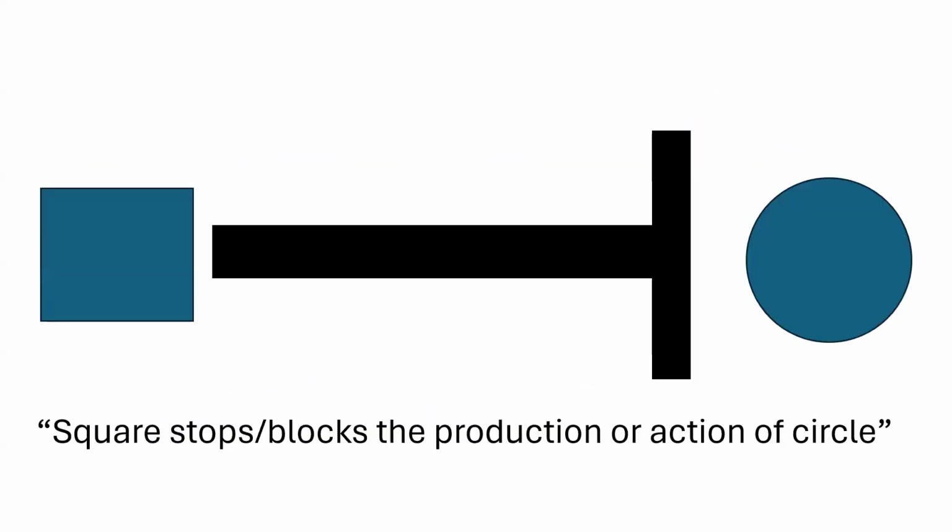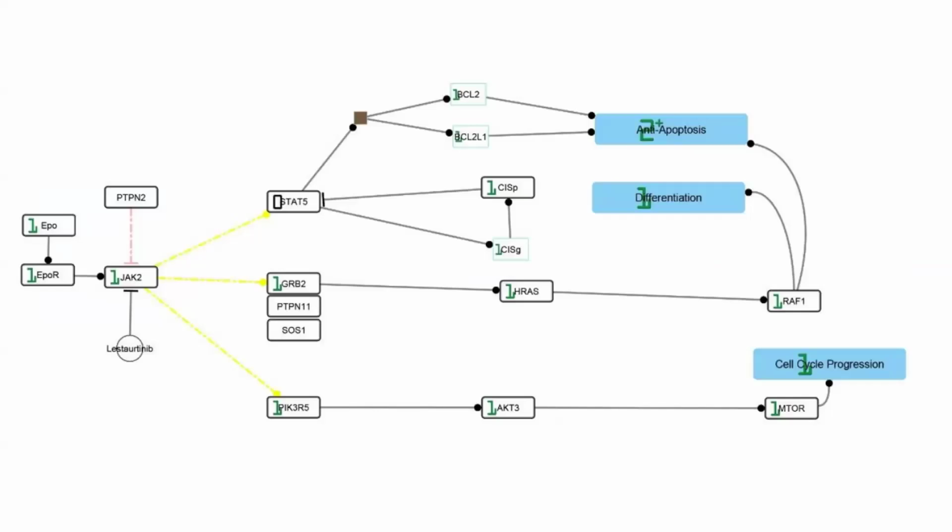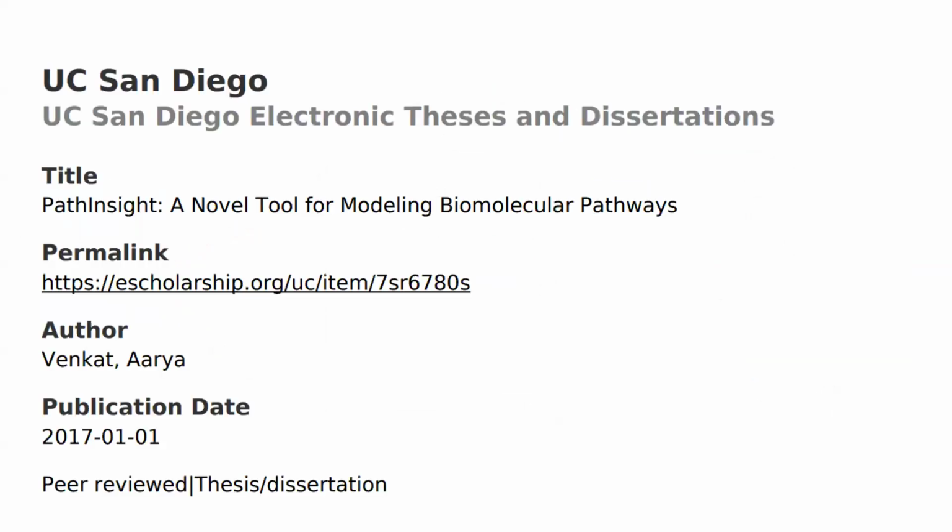Okay. And then if we see this T-shaped diagram, this is used in systems biology quite effectively. If you see this T-shaped thing, then the square stops and blocks the production or activity of the circle. So those two things alone, we could draw some pretty complex networks, such as this one on cell cycle progression, anti-apoptosis, and differentiation. So this is going to be a cancer one.